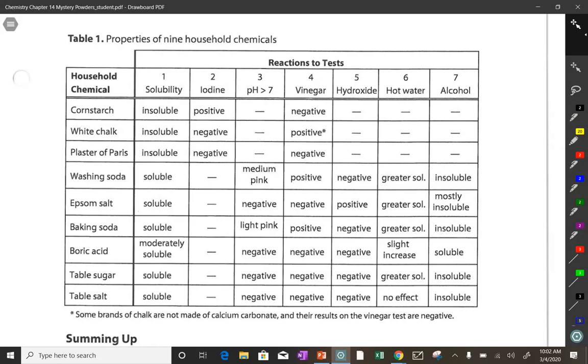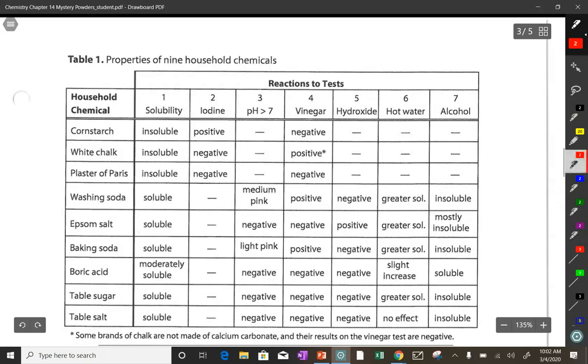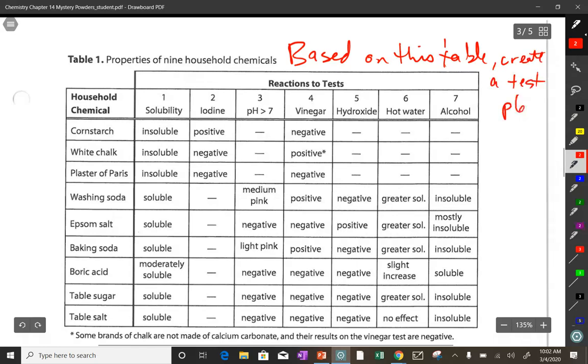Are we supposed to copy that? So, no, it's in your lab guide. Okay. But what you need to do is, based on this table, create a test plan. That is, what test do you want to do first to try to make the fewest number of tests possible to identify each one of your materials?